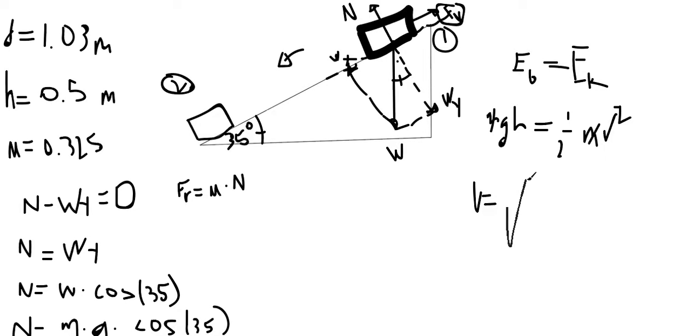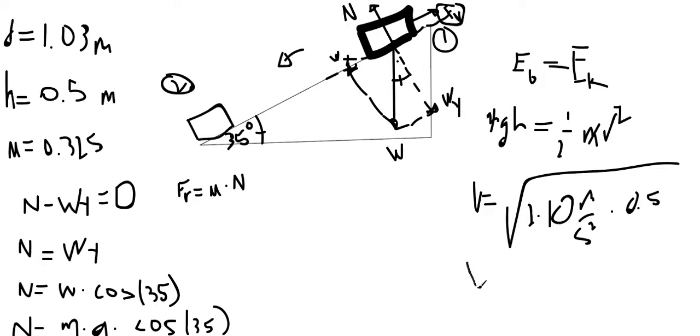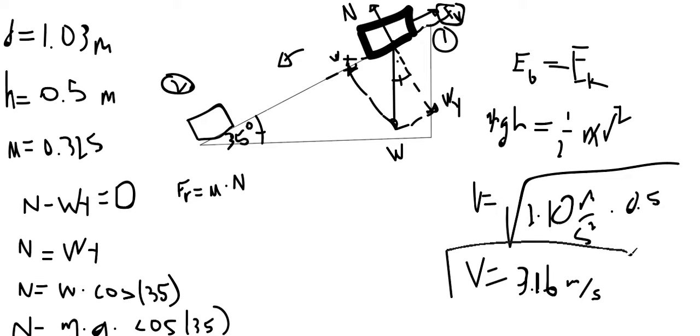equals the square root of 2 times the acceleration of gravity, which would be 10 meters over second squared, times the height, which is 0.5, and we'll have a velocity of 3.16 meters per second. This is without taking into account the force of friction.